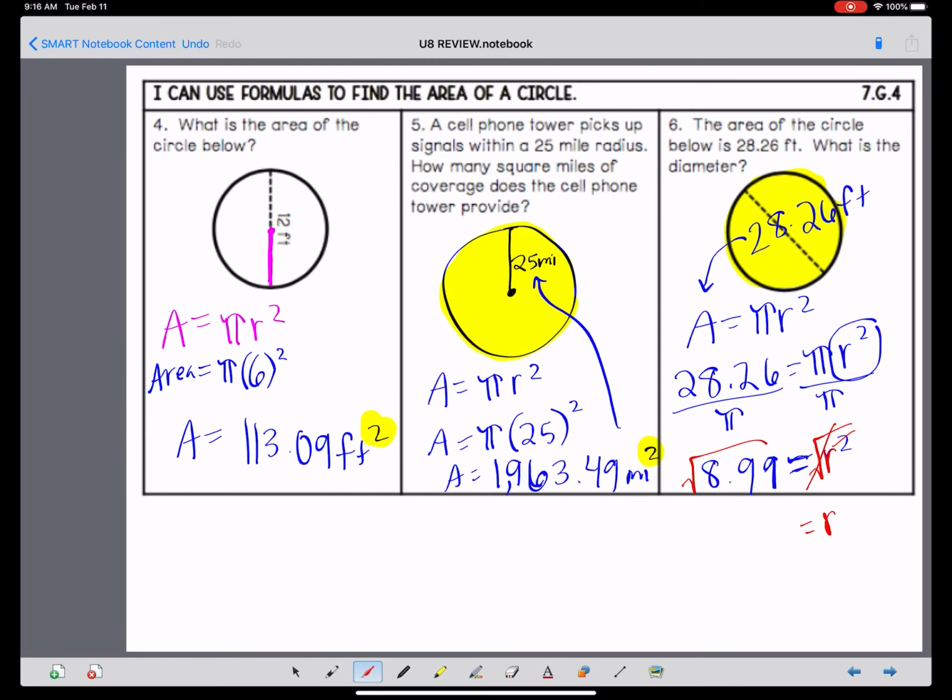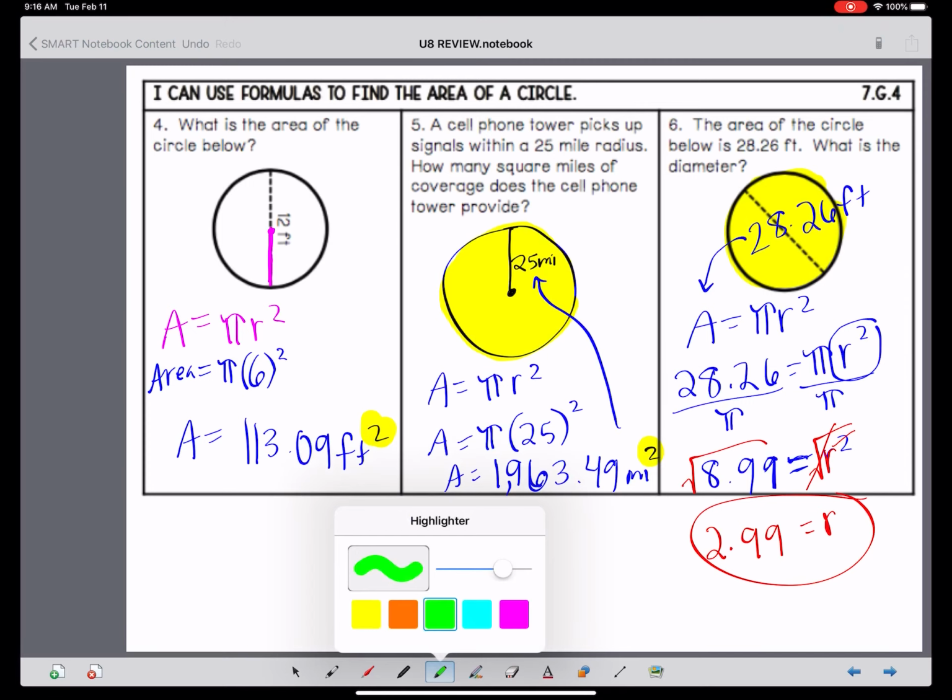And that's giving me 2.99. So what exactly does that mean? Well, let me think really quickly. My key is showing me a different answer. Oh, okay, so that's the radius. I see why. Let's highlight in a different color. It's saying what's the diameter.